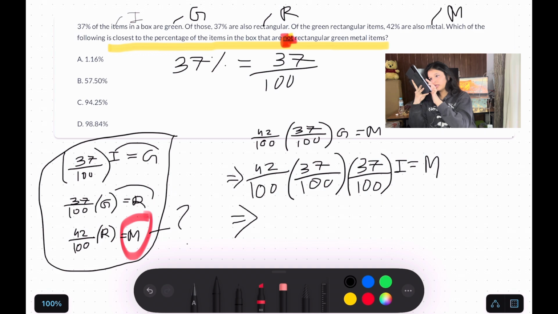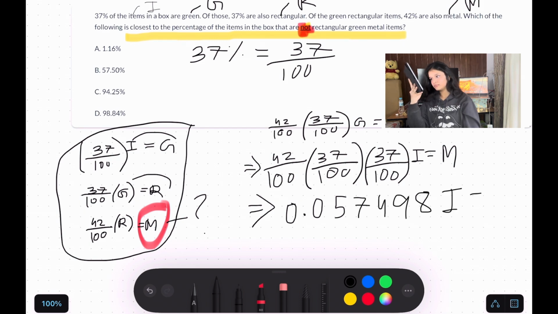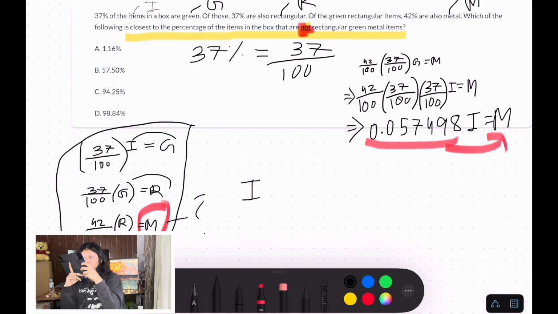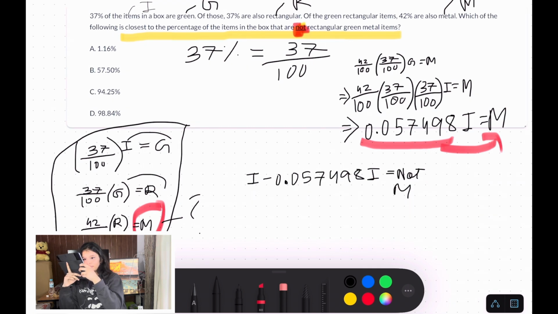And put that in the calculator and you'll get around 0.057498, which is equal to M. So that is what M is. Now we have to find what is not M, right? So we have to do 1 minus 0.057498, which is equal to not M. We just subtracted it and we'll get what we wanted.